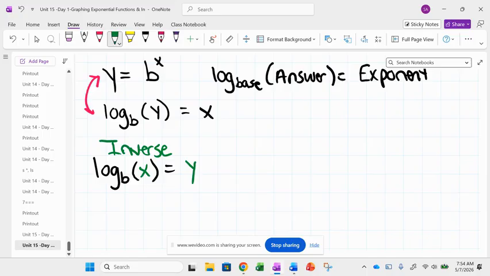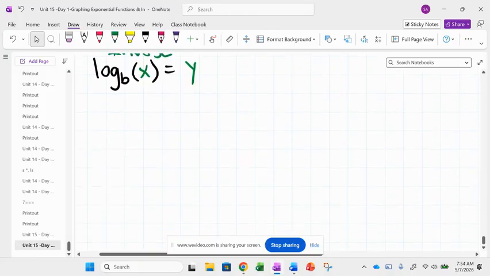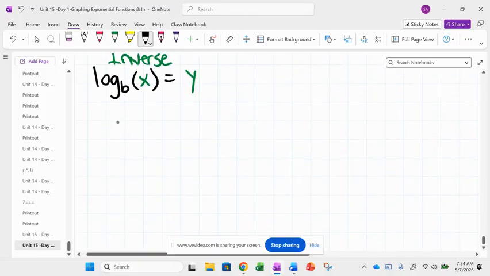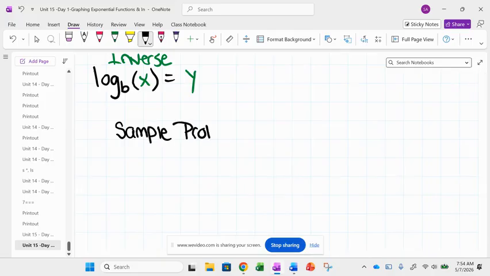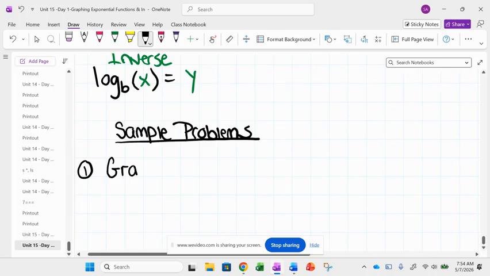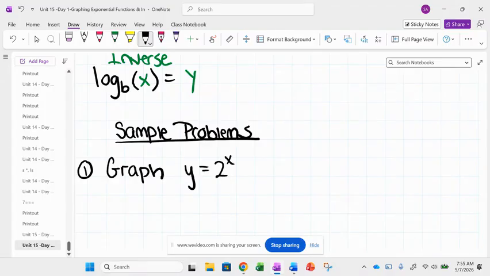So now what would this look like? Let's think about this. So I want us to graph y equals 2 to the x power and its inverse.